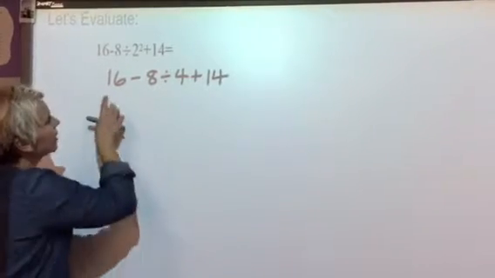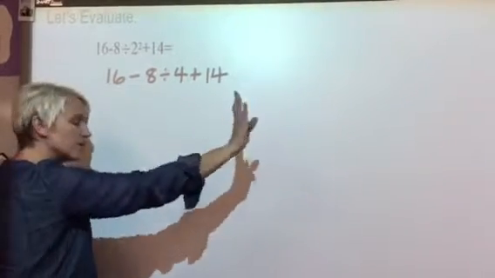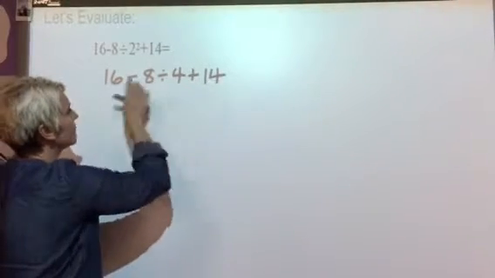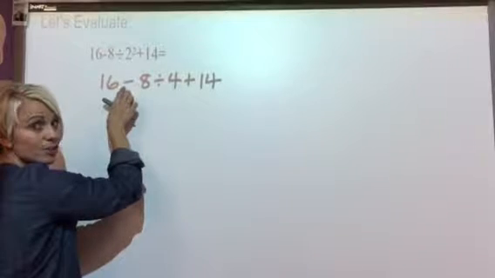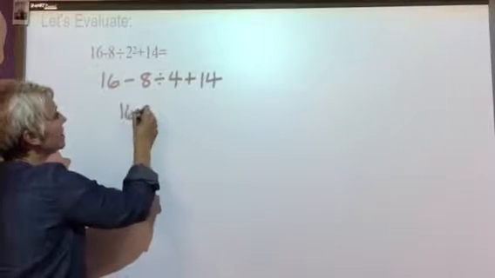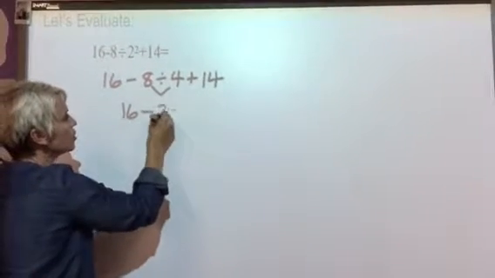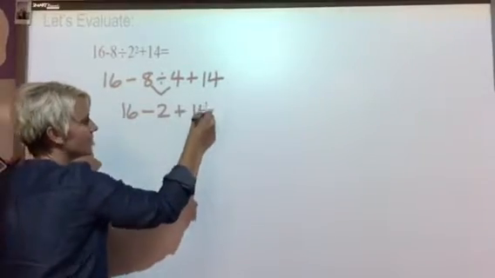So now I look and I see I've got my exponents gone. I look for multiplication and division from left to right, and as you can see, there's a division symbol here. This is a subtraction, so I skip it. So this is 16 minus 8 divided by 4, which is 2, plus 14.